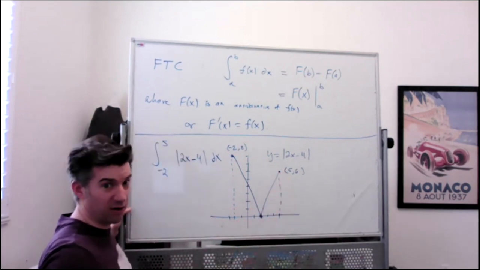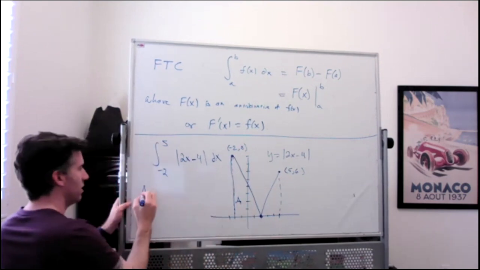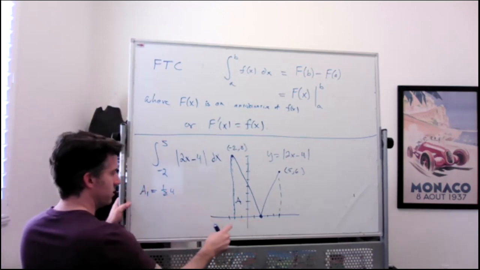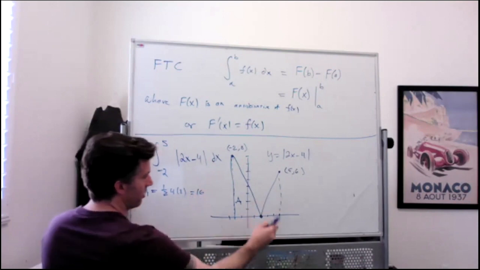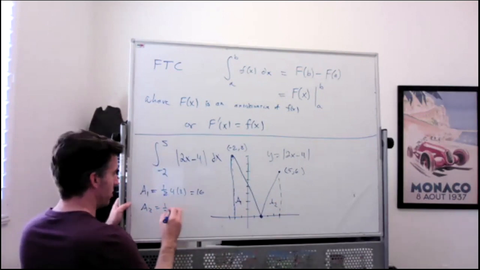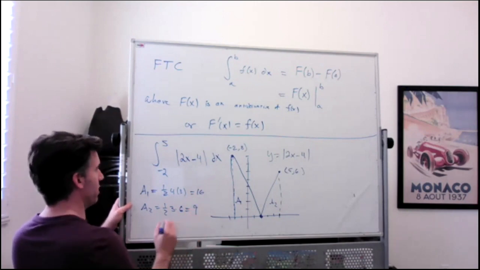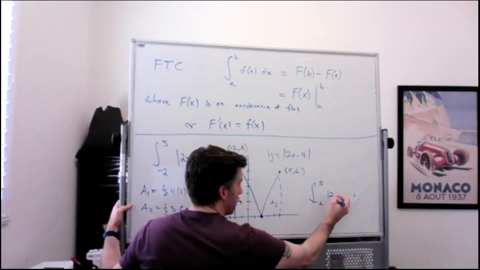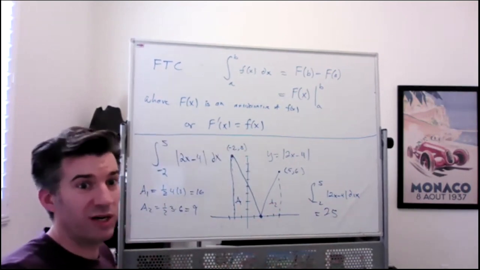I'm just going to use my triangle area formula. So this triangle, I'm going to call it A1. A1 is 1/2 the base, which is 1, 2, 3, 4, times the height, which is 8, which is 2 times 8, which is 16. And this triangle has an area that is 1/2 the base, which is 3, times the height, which is 6. And 1/2 of 3 times 6 is 9. So the total area is 25. So I would say that the integral from -2 to 5 of the absolute value of 2x minus 4 dx equals 25. No integration required.